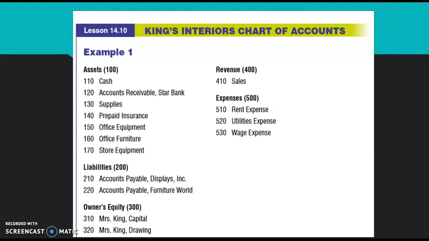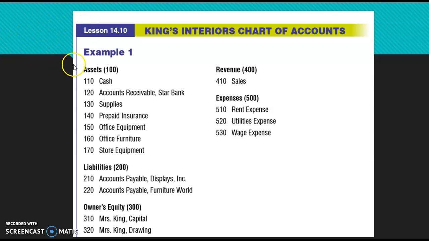King's Interiors. And I wanted to review with you that the way you prepare a chart of accounts goes in a specific way. You list the balance sheet accounts first. Assets comes first. And remember what we said earlier, a chart of accounts is usually arranged in 3-digit numbers, and each number means a specific thing. Assets come first, and they are 100 numbers.